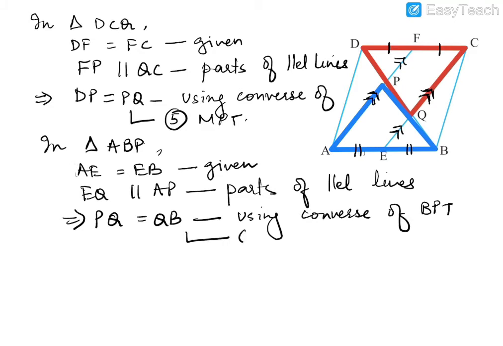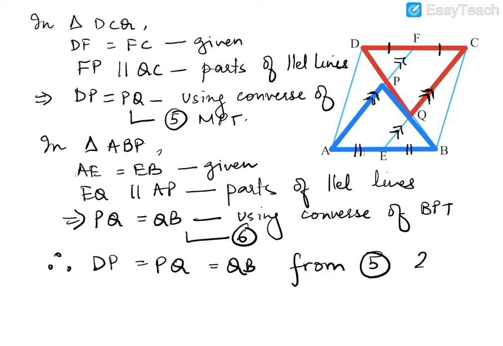Mark this result as 6. So we can write DP is equal to PQ is equal to QB. And hence we have shown that the diagonal DB is trisected.